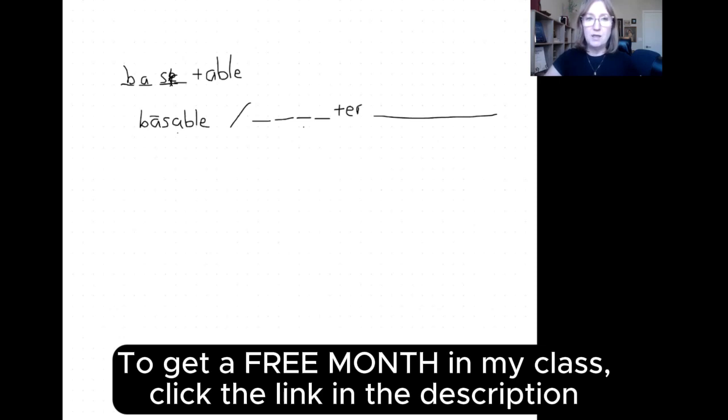Good, Julie. So prine is PR, and then we have that I sound. The E is required to make the I say I. However, when we're adding a vowel suffix, we no longer need this E. We're going to drop it. So prine plus er is priner. Now look at, I just want to show you something.